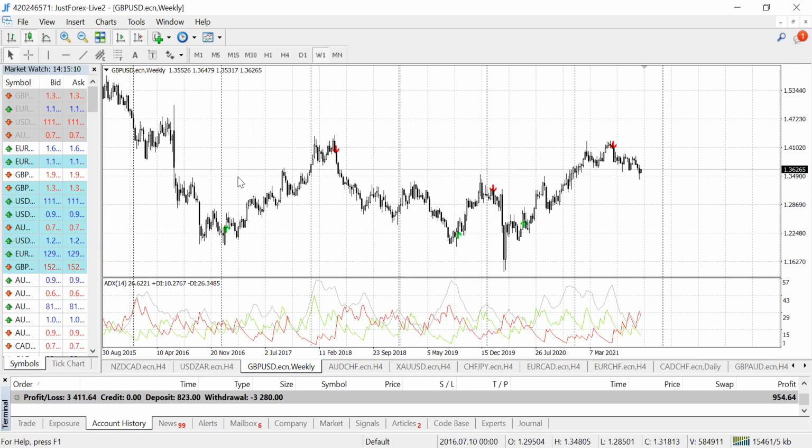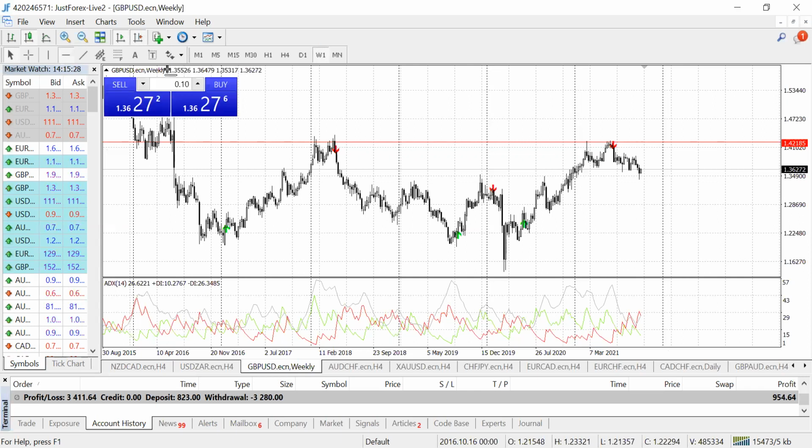Then we are going to look at GBP USD and how it has been behaving over time. We're going to demarcate these zones. Let me hide this. Do not make unknown trades.